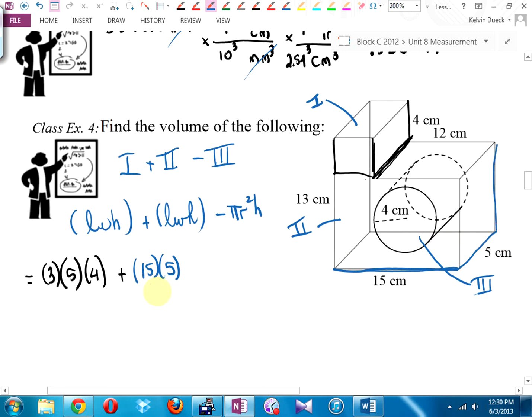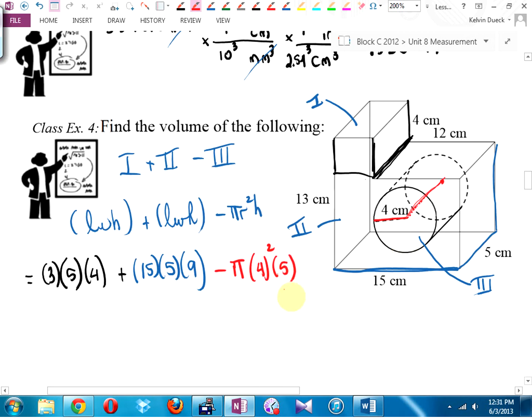How'd you get the 9? There's the 13, the whole side on the front, and that little chunk is a 4. 9. Minus pi, I can get that right. R. Don't forget the squared. H. Now H is going to be that length there. That's the 5, isn't it? Nice.